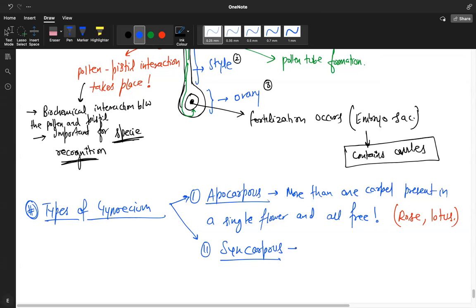So if it is syncarpus, write down multiple carpels present in one single flower, and all are fused as one. Okay, and this happens in, I think it happens in mustard. I'm not sure if it happens in tomato. I'm making a star here. Please go and figure out if it happens in tomato as well.